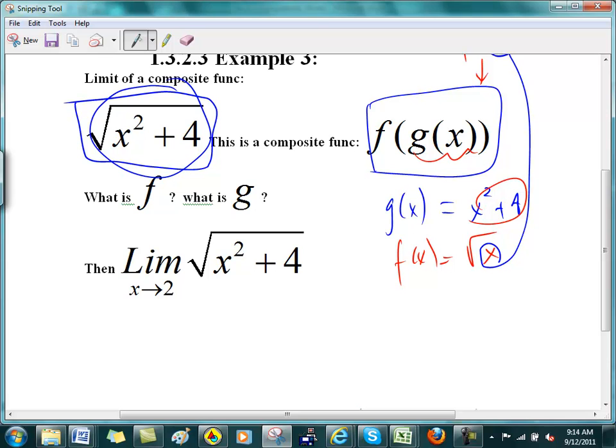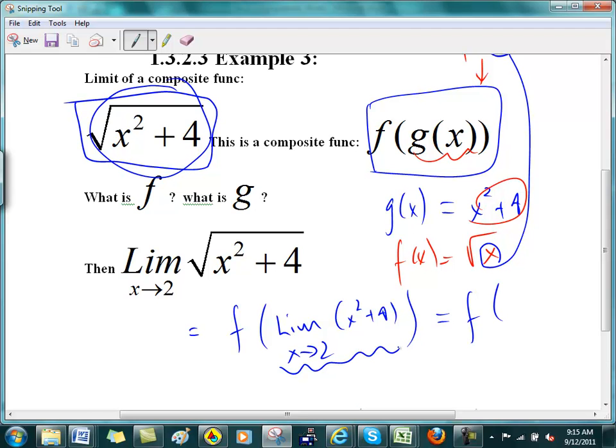Okay, so now what we're going to do is invoke table 1, theorem 1.5. It tells you to get this limit would be the same thing as f of the limit. So what we do is we move the limit inside now, make it the limit of g of x, which is x squared plus 4. So what does this give me inside? What does that give me? 8. Is everybody there? Okay.